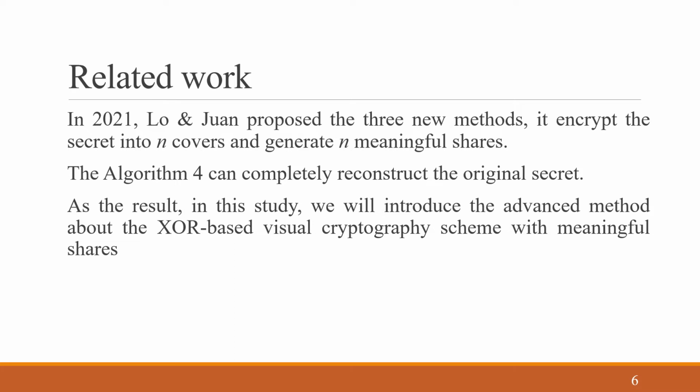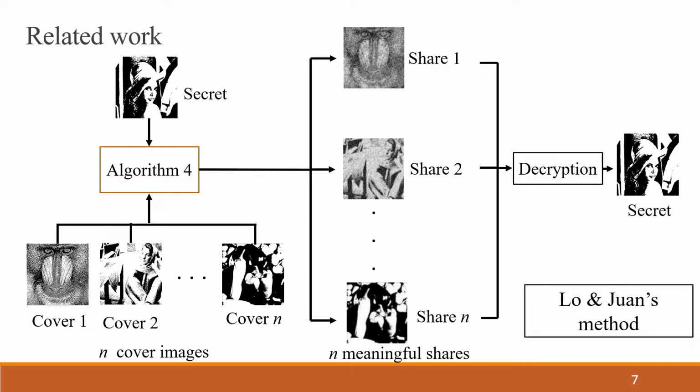According to the three methods, it would generate three different visual qualities of shares and of the revealed secret. Among the three methods, algorithm 4 can completely restore the original secret. As a result, we will extend the capability of Low and Run's research to import n grayscale or color images, to generate n grayscale or color images, respectively. This is a basic schematic of Low and Run's research.